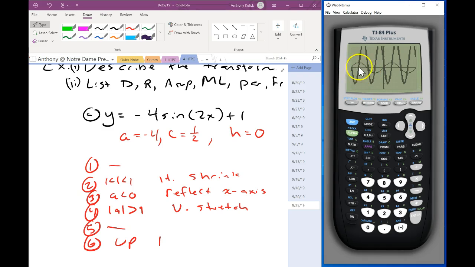If I look, there's more above the x-axis than there was below the x-axis. That's the vertical shift. That's the translating it up 1 unit. And if I look, instead of starting above the x-axis, we're starting below the x-axis. That's the reflection. Is everybody okay with what we're seeing? Okay.